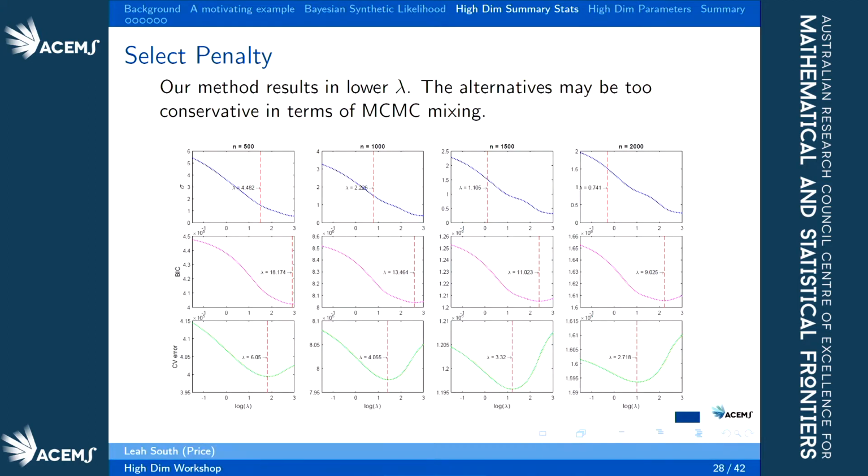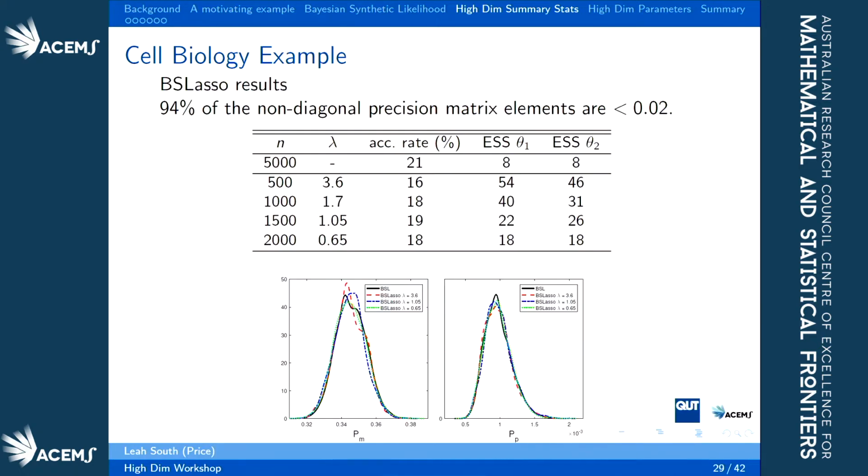Okay, so here's just some results for the different values of lambda that are chosen for different values of n. On the top, we've got our method. Then in the middle, we've got BIC, and at the bottom, we've got cross-validation error. So you can see that our method is choosing generally a smaller value of lambda than the other methods. So we know that's going to give good mixing because that's the way that we've chosen it. And we also know it's going to be closer than the other methods, BIC and cross-validation error, to the standard BSL because the value of lambda is smaller. So that's indicating that this method makes sense.